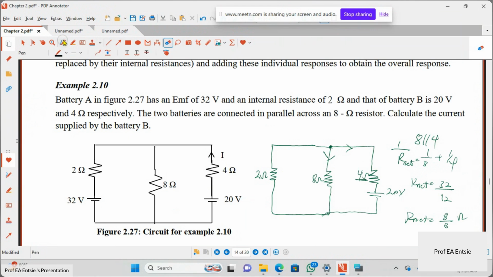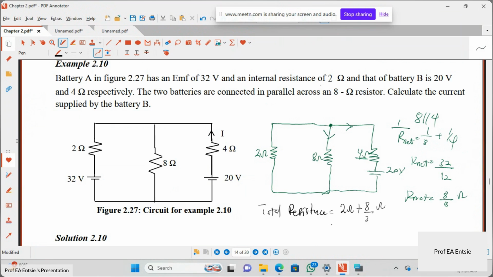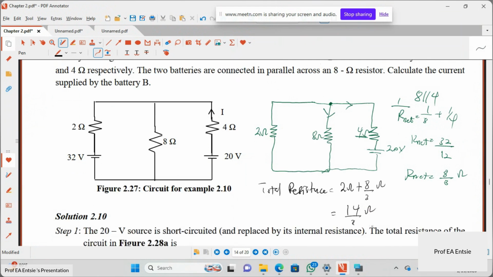So now the total resistance in the circuit is equal to 2 ohms plus 8 over 3 ohms, simply because this 2 ohms is in series with the net resistance of this 8 and 4. So I'll get 14 over 3 ohms as my final answer.